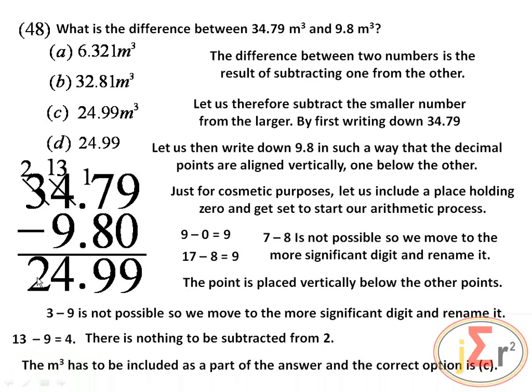The meter cube has to be included as a part of the answer, and the correct option is C, 24.99 meter cube. Yes, Jerry. Yes, it goes to show how important it is to include it. Oh, okay, good. Yeah, he's saying that some people may not remember to include the unit at the end and instead choose option D. That is so true, Jerry.